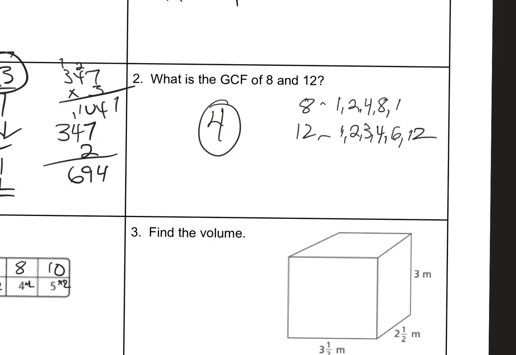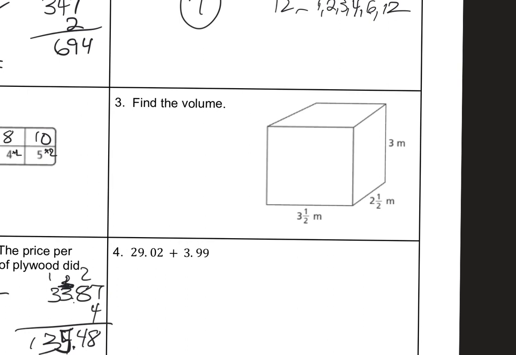Number 3, we need to find the volume of the rectangular prism. Do this by using the formula length times width times height. So we're going to multiply 3.5 times 2.5 times 3. But we have to change our mixed numbers to improper fractions first.